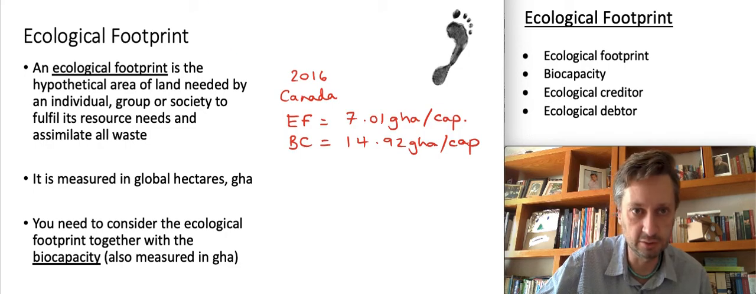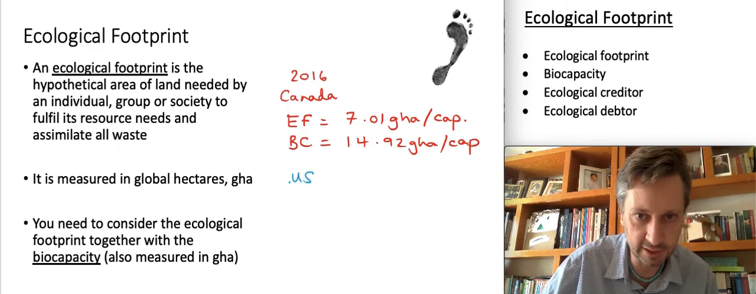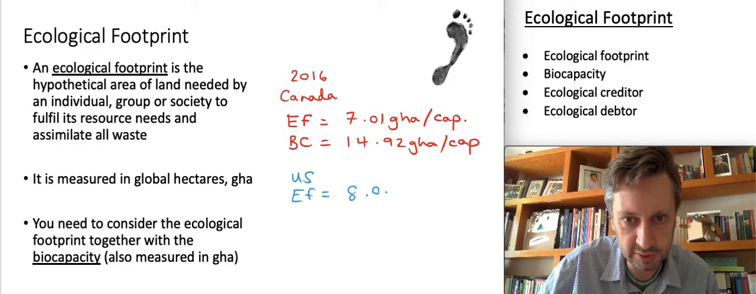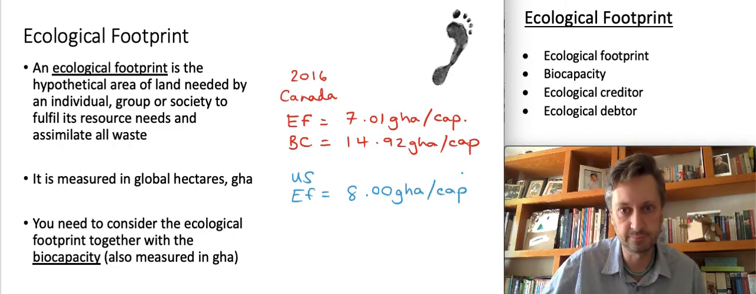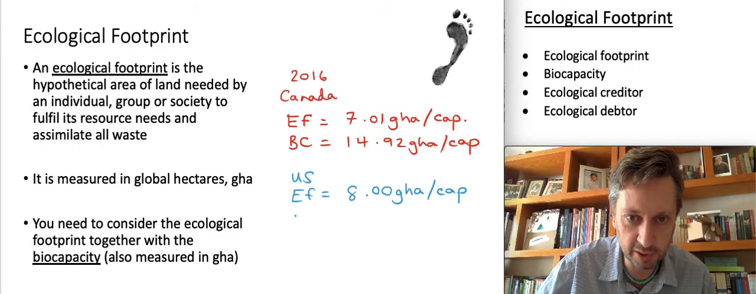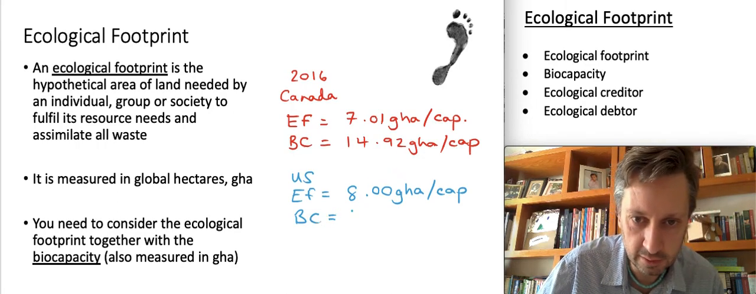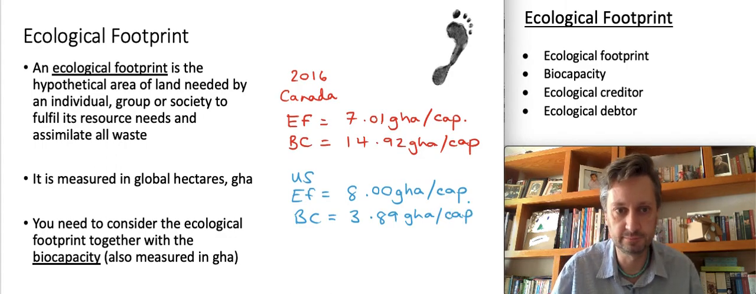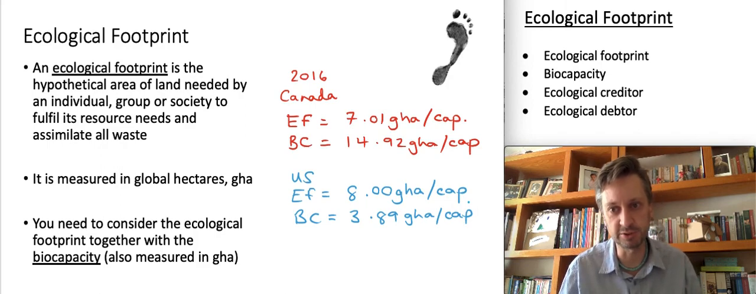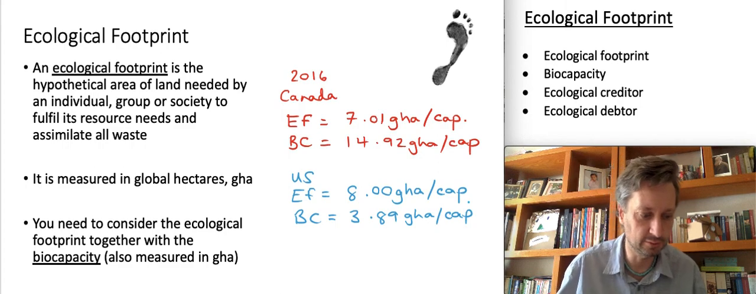Hope that made sense. All right, another country we could look at would be the US, 2016 again. Look at my notes. The US had an ecological footprint, again per person, per capita, of 8.00 global hectares per capita. So higher than the average Canadian. Big footprint, actually. But it only had a biocapacity of, let me see, 3.89 global hectares per capita. So therefore, the US is an ecological debtor. The US is not living sustainably, or the average person in the US is not living sustainably. Okay, hope that made sense.